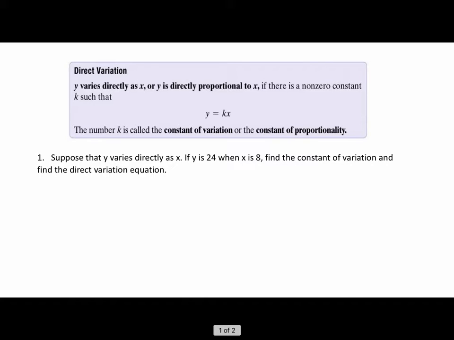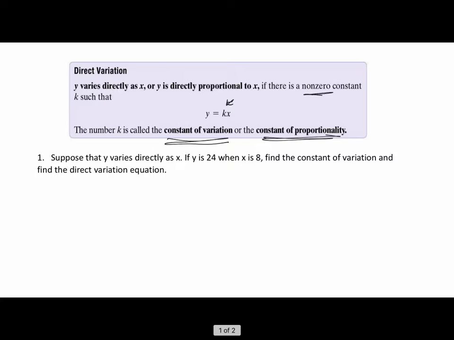So formally, direct variation can be explained as one variable varying directly with the other, or one variable is directly proportional to another. So k is called the constant of variation or constant of proportionality. Either way is fine to say that, but it is a constant, which means it's just a number that's not zero. And that is the number that shows exactly how much those two variables vary with each other.